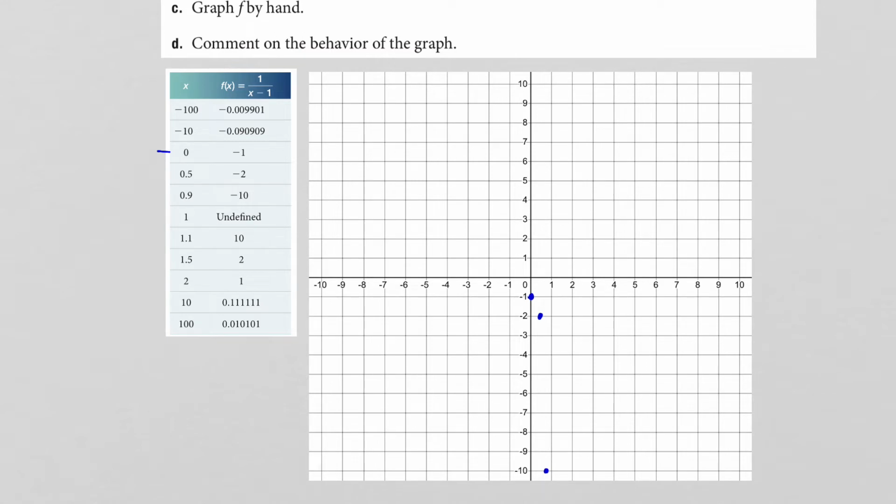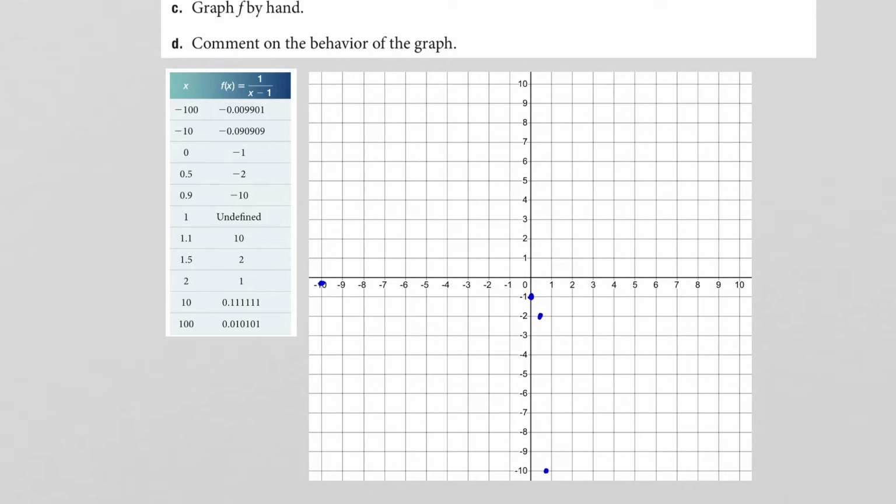And then we also have the value negative 10. So when x is negative 10, the y value is negative 0.09. So x equals negative 10 is here. Negative 0.09 is very close to 0. So that's going to be right about there. And then we'll go ahead and graph some of the positive values as well.